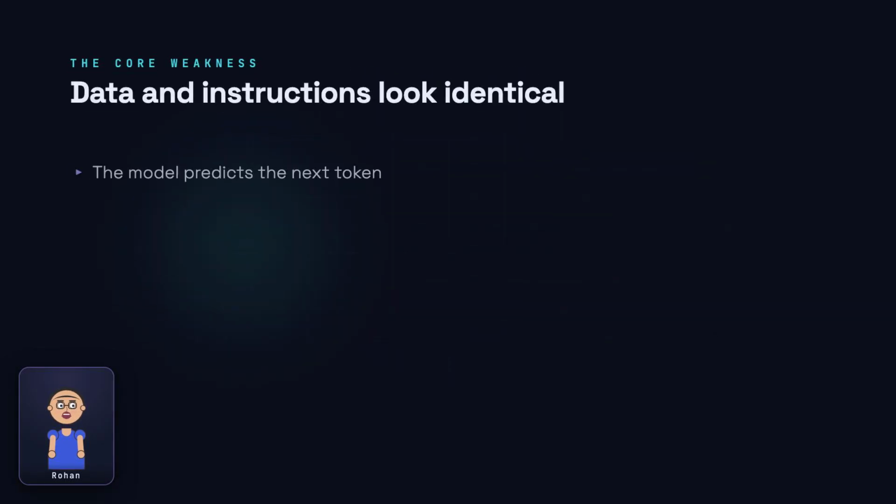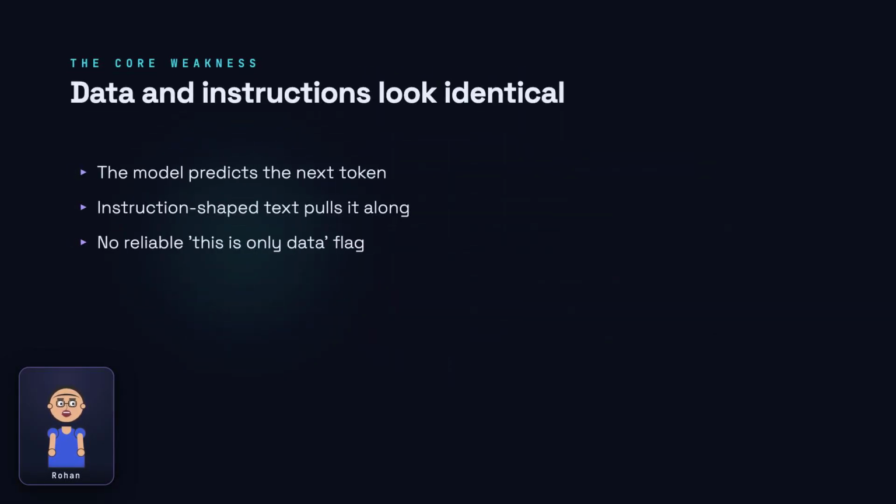This isn't a bug you can patch away. A language model is a next token predictor. When text looks like a command, it's statistically pulled toward obeying it. There is no reliable internal flag that marks some tokens as mere data, "ignore any orders here." That's the root cause of prompt injection.